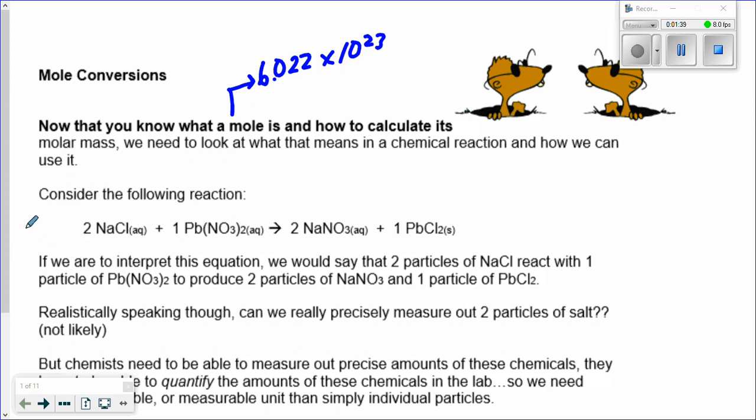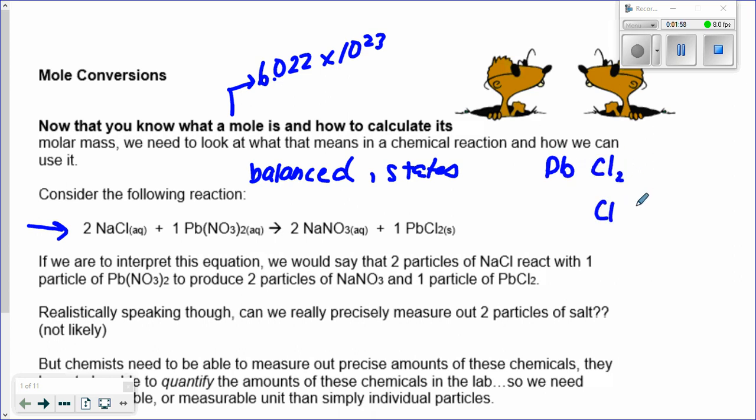So consider the following reaction. This reaction is already balanced. It has states. The chemical formulas are correct, right? So something like PbCl2. We know chlorine forms a 1 minus. So if we have two 1 minuses, we know that needs to be lead 2 plus in order to balance out. That's where that all comes from. These are all skills that have come up in all of chemistry so far.